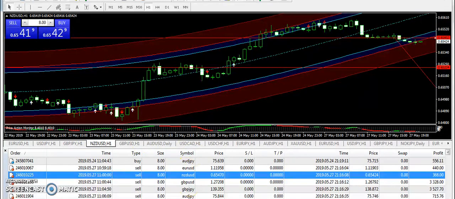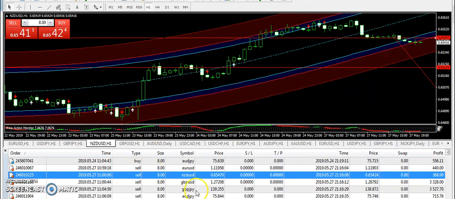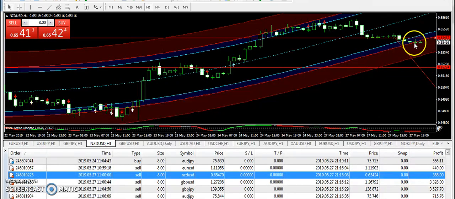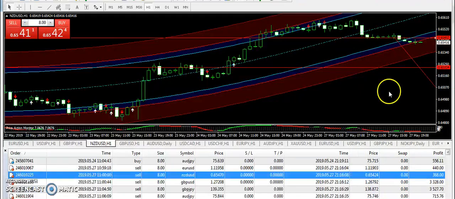So similarly, the same thing happened with New Zealand USD. We have done scalping on New Zealand USD because the entry was 0.65452, and for 4 hours the market went down, and after that it's just slow. We can say that the market is not going anywhere. However, if it continues the bearish pattern, then it can go up to 0.65224.